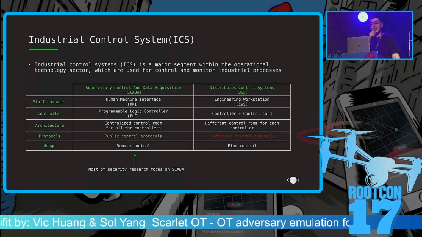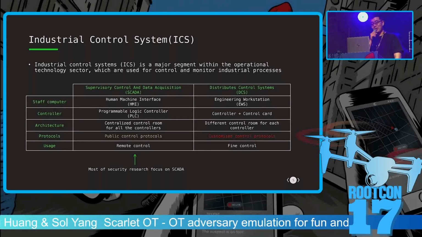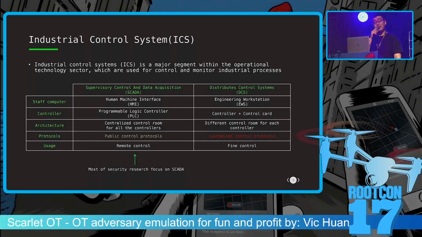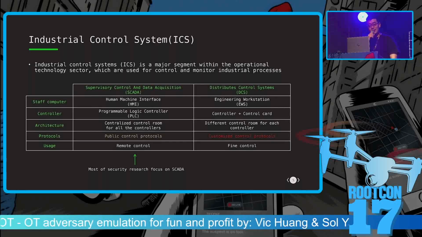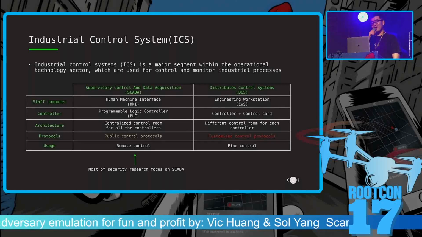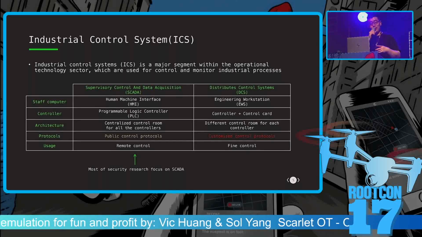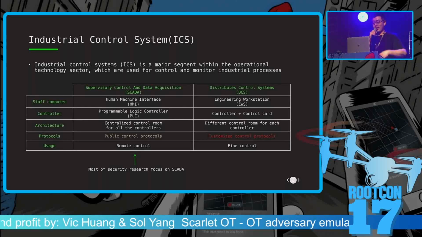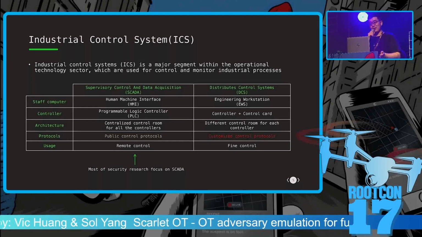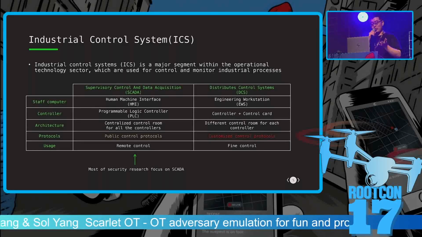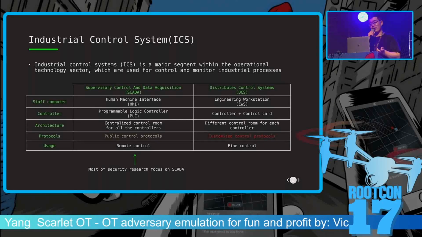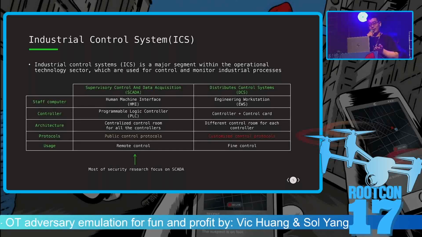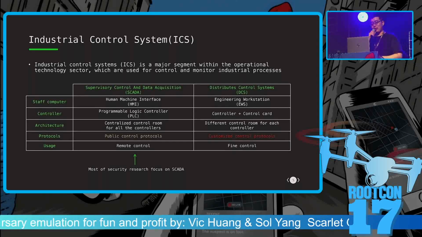So what is ICS? It's an industrial control system which is used to control and monitor industrial processes. And in ICS, there are two important parts. The first part is DCS. Maybe it's on your right-hand side. It's focused on fine control, and it has different control rooms for controllers. It uses customized control protocols, and most of them are private protocols. And different vendors may have different protocols.